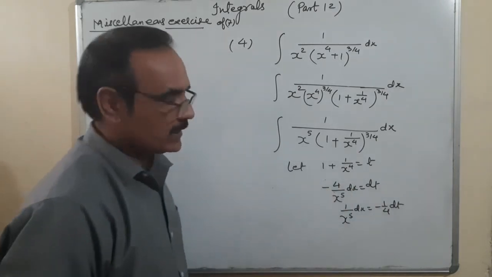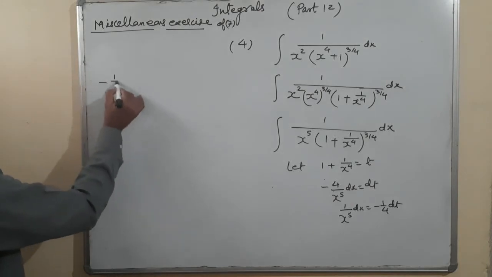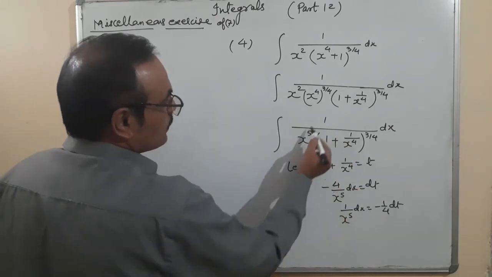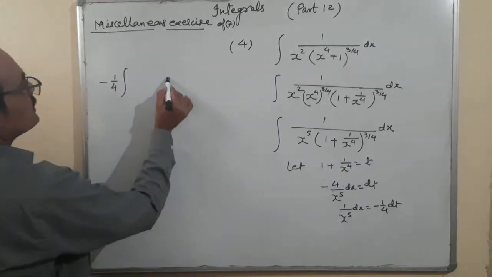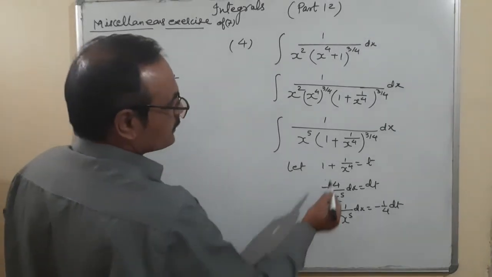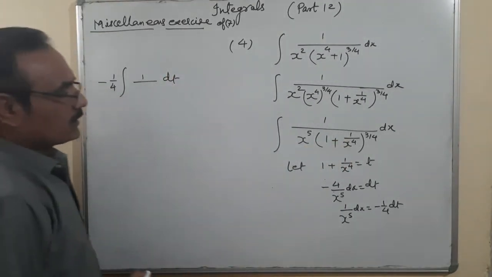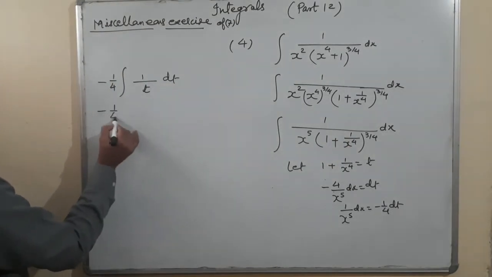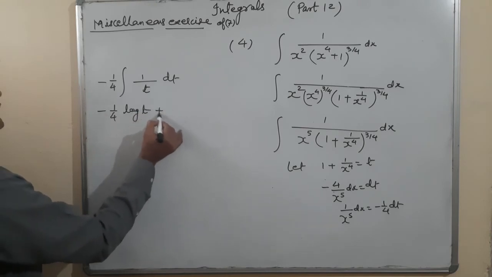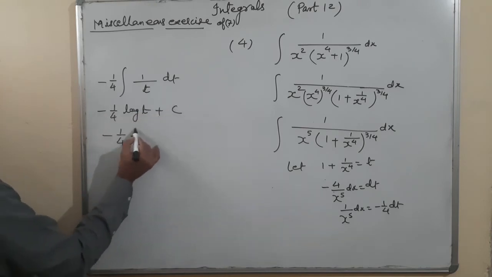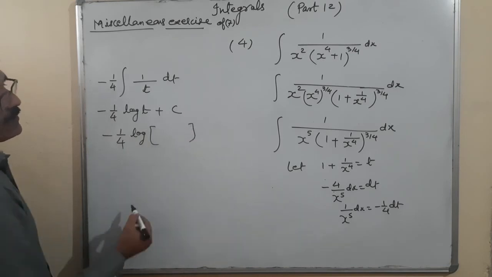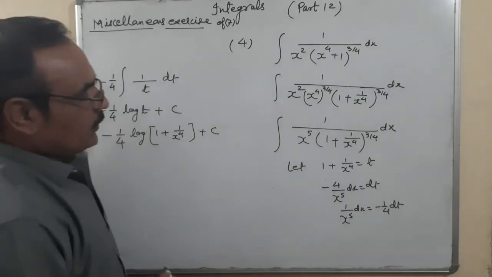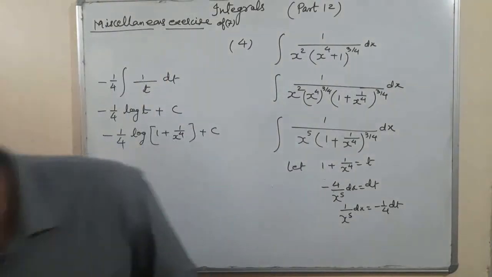This minus 4 will be shifted there, minus 1 upon 4. So 1 upon x to the power 5 dx is equal to minus 1 upon 4 dt. Now the term which is left, 1 plus 1 upon x to the power 4, I have taken t. So minus 1 upon 4, it is log t plus c. Minus 1 upon 4 log, what is the value of t? The value of t is 1 plus 1 upon x to the power 4, plus c. Okay, that is question number 4.